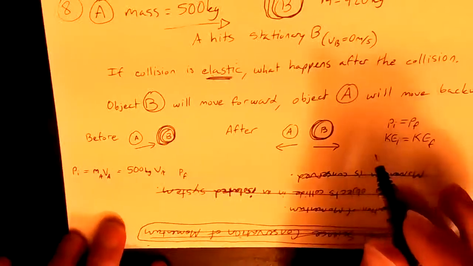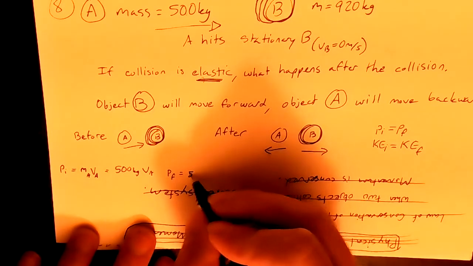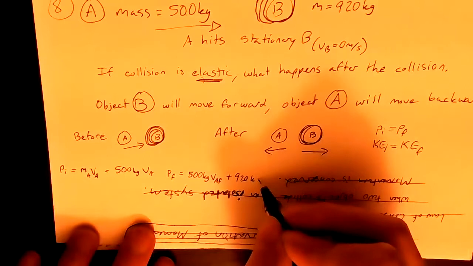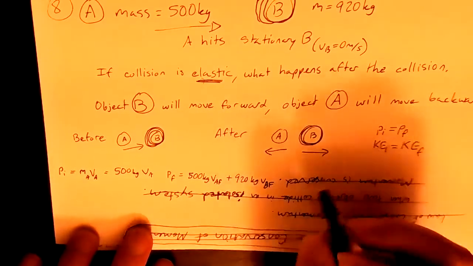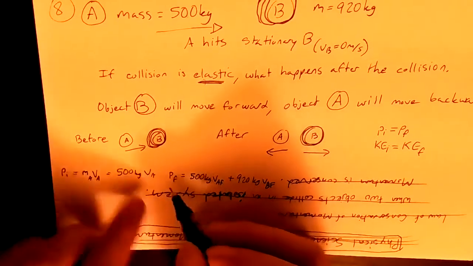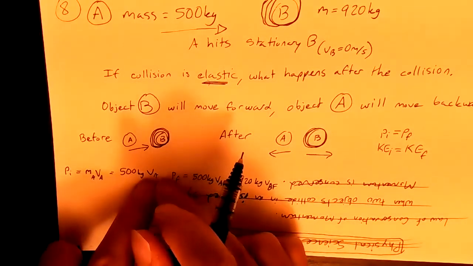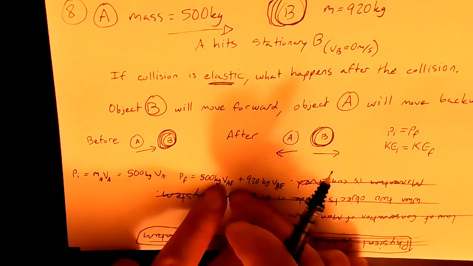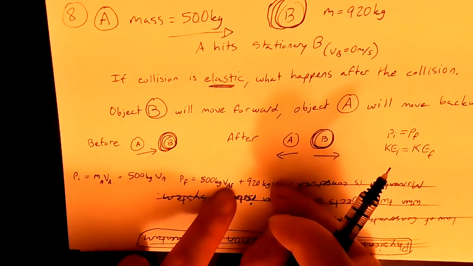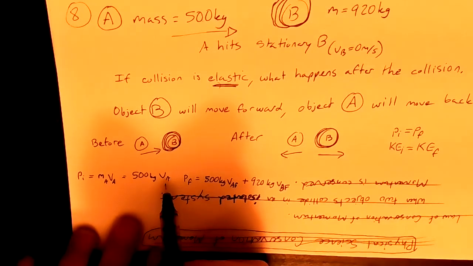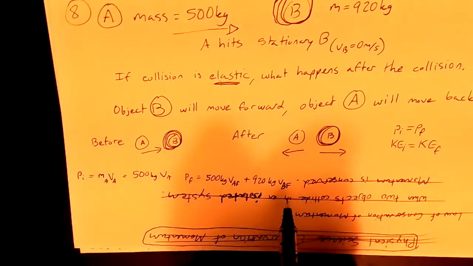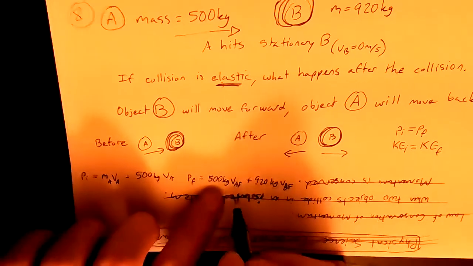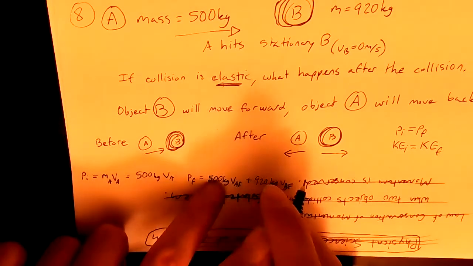And then we have final momentum equals 500 kg times the final velocity of A plus 920 kilograms times the final velocity of B. And in that situation, if the initial velocity equals this, then these velocities have to change, right? 500 kilograms times the initial velocity of A, 920 kilograms times velocity of B. That means that this velocity has to be negative to make sure that initial momentum equals final momentum.